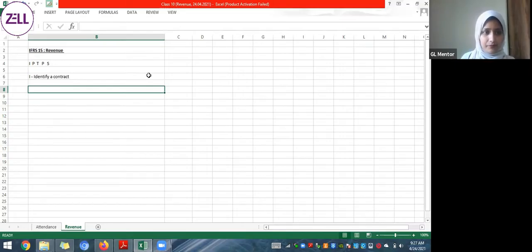Now, after this, you have to identify different performance obligations in the contract. I'll read: you have to identify different performance obligations. So there could be a contract, but in that contract, there could be many other things also, which are to be fulfilled by the other party.